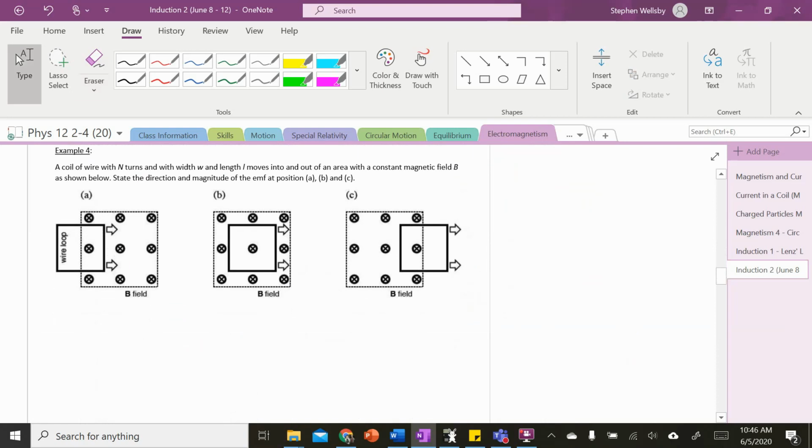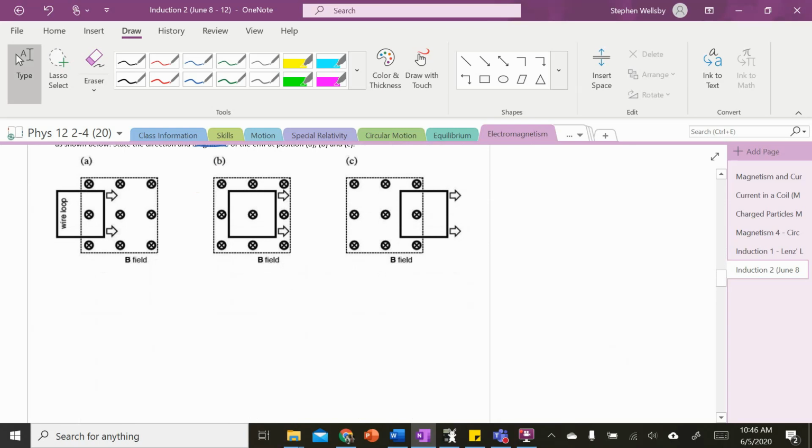Okay, now this last part here, essentially what I want to say is the direction and the magnitude of the EMF. I'm not really too worried about the magnitude. What I'd like you to do for this question is draw a diagram of what's happening here, and go into a little bit more detail. Let's say I have a graph of the EMF produced and the distance that it's going through.